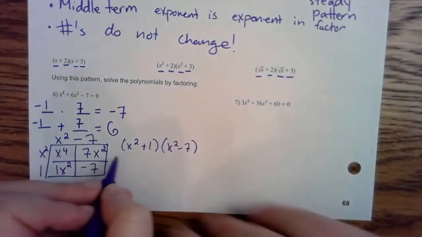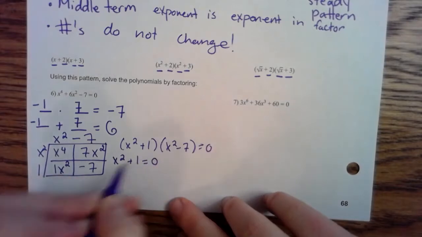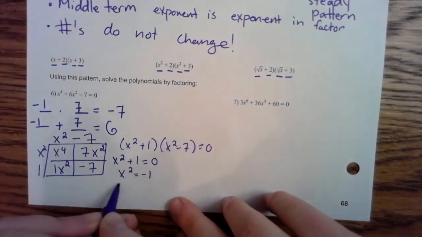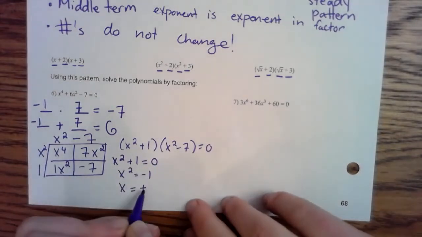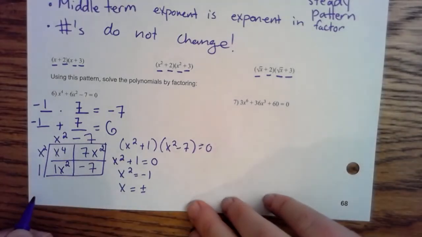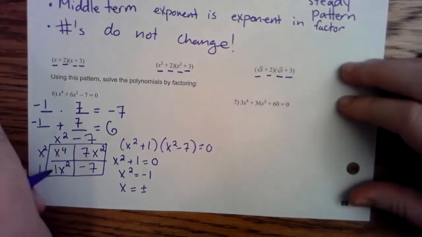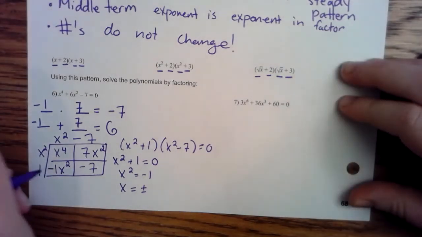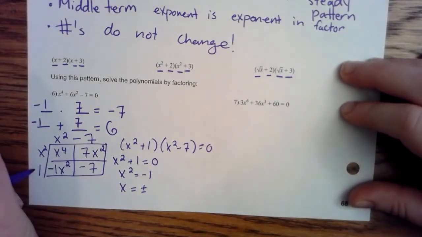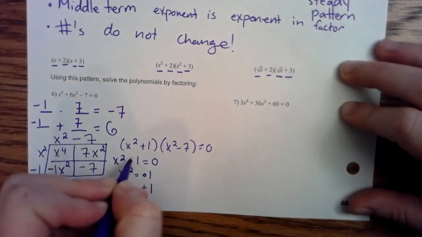When I set them equal to 0, I get x squared equals negative 1, so I get x equals plus or minus. I made a small mistake here. This should be a negative 1 right there. So that's going to make this negative. So this is actually going to be plus or minus 1.